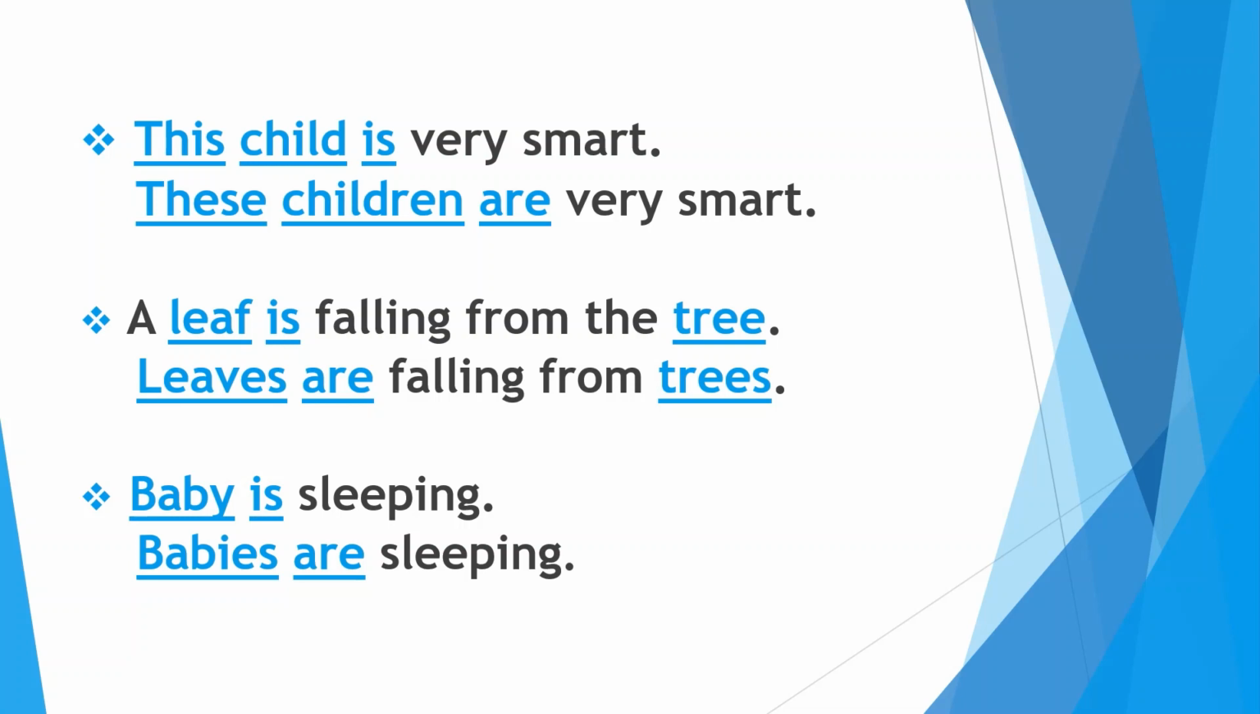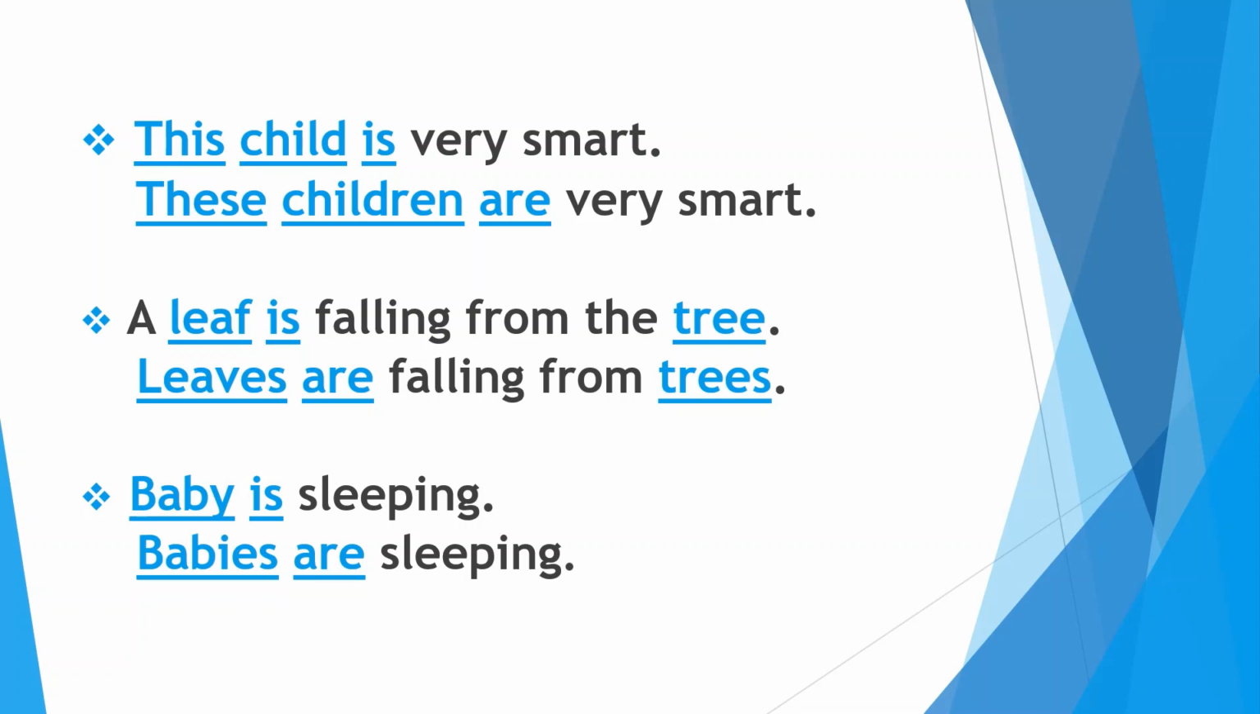Now the next sentence: a leaf is falling from the tree. In this sentence you can see the underlined words leaf, is and tree. Now you have to change all these three words to make the sentence in plural form. So the sentence is: leaves are falling from trees. Now you can see that the plural of leaf is leaves.